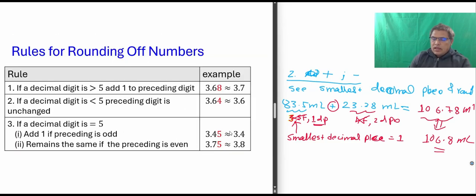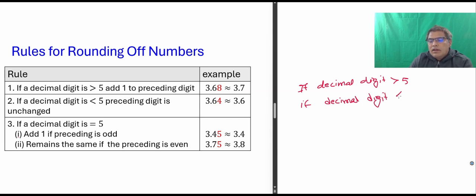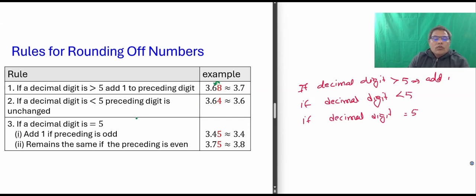Now, rules for rounding of numbers. You are rounding up, but the rounding should also follow some rules. If the decimal digit is greater than 5, if it is less than 5, or it can be equal to 5 also, right? You have 3 cases. If the decimal digit is greater than 5, then add 1. You see 3.68, 8 is greater than 5, so you write 3.7. You add 1 to the previous digit. If it is less than 5, just write the previous digit.